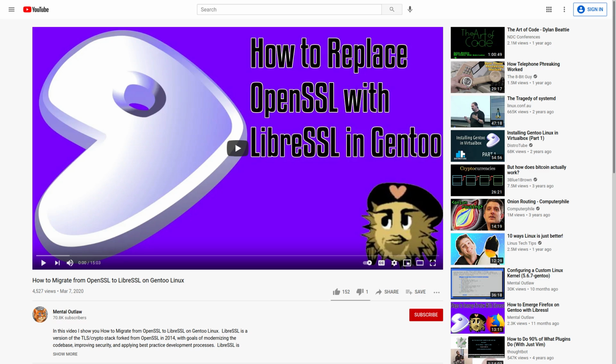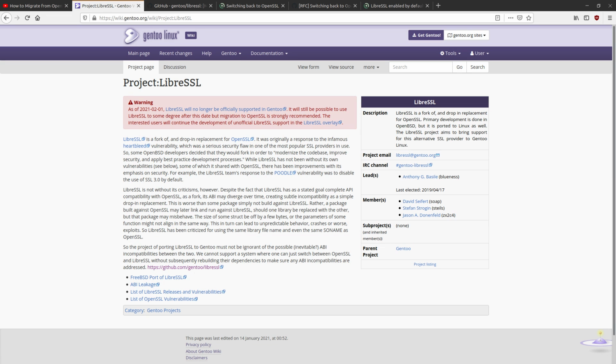If you've been watching my Gen 2 videos for a while now, you might remember the migration guide that I made for using LibreSSL in Gen 2 and basically migrating your system over to it, compiling all your different packages against it, and then some specific guides for programs like Firefox that needed additional patches in order to work with LibreSSL. Well, Gen 2 is no longer going to have official support for this LibreSSL migration.